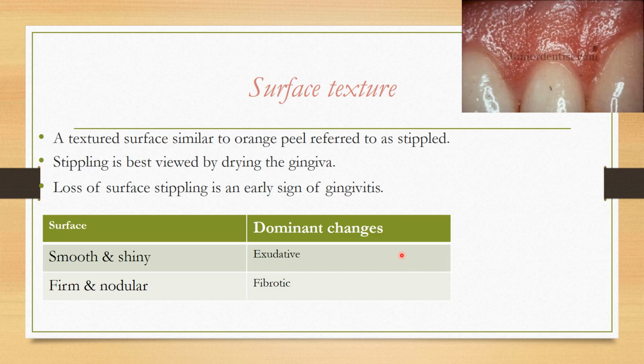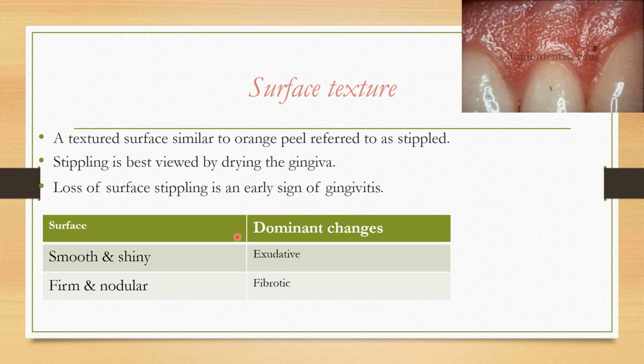Coming to the surface texture, a textured surface similar to orange peel appearance is referred to as stippling. Stippling is best viewed by drying the gingiva. Loss of surface stippling is an early sign of gingivitis. I would like to add that we cannot see it in every individual; in healthy gingiva you might come across the absence of stippling also. That is not a disease condition. So you can write it as absence of stippling, not as loss of stippling. When you write loss of stippling, it should be lost by the disease, so that can be noted as an early sign of gingivitis.